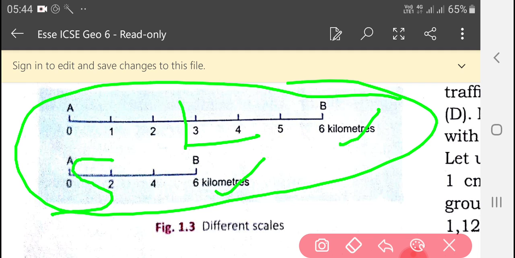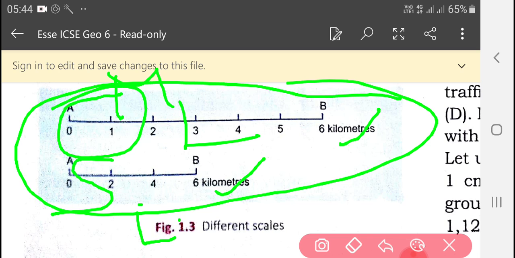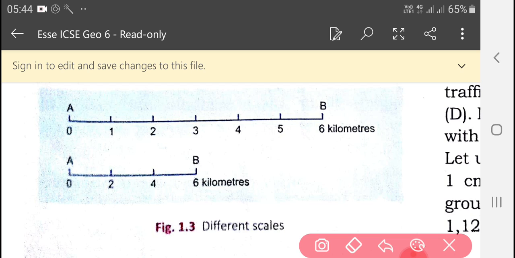Why? In the first one we will get more detail. The second has less detail. Why? This centimeter of map distance you see here is only 1 centimeter. What is the problem? 1 centimeter we are showing as 1 kilometer. So we can add more and more details there.